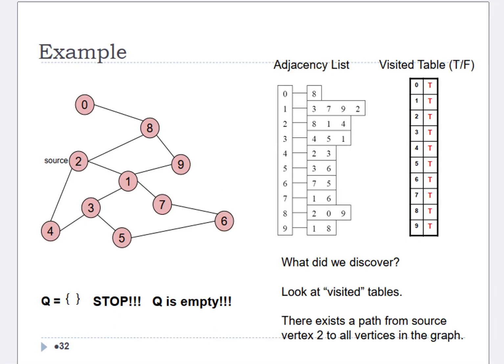Example: adjacency list, visited table T/F, source 0. Q equals empty. What did we discover? Look at the visited table. Stop. Q is empty. There exists a path from source vertex 0 to all vertices in the graph.